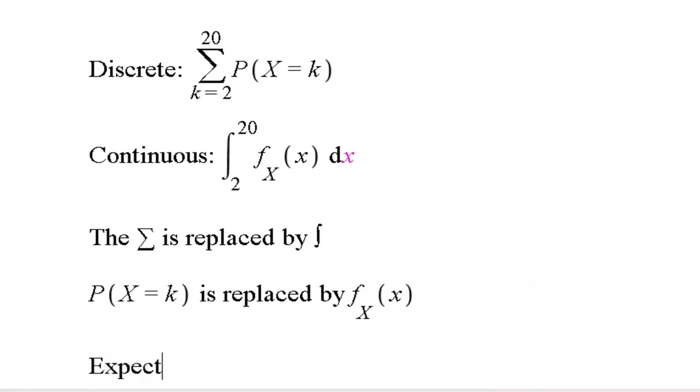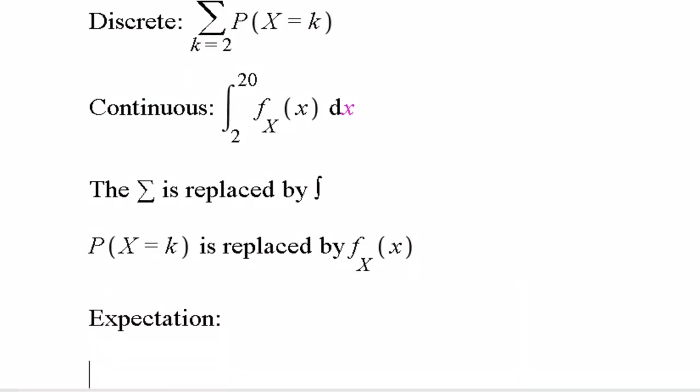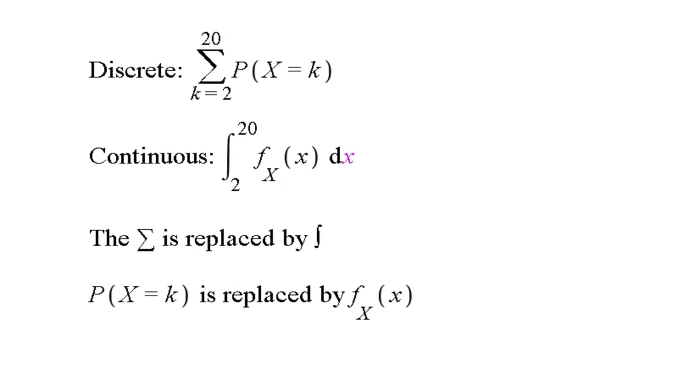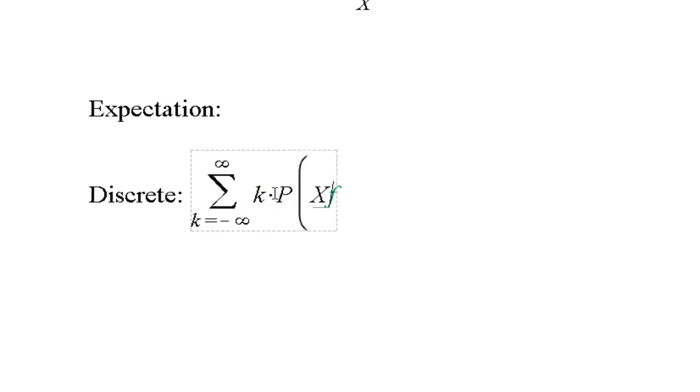Next thing I want to talk about is expectation. If we're in the discrete situation, then remember that the expectation is defined to be the sum, and we sum over all possible values. So long as our random variable only takes integer values, that'll be from negative infinity to infinity of k times the probability that X is equal to k. So we multiply the values by their probabilities and then add them up.